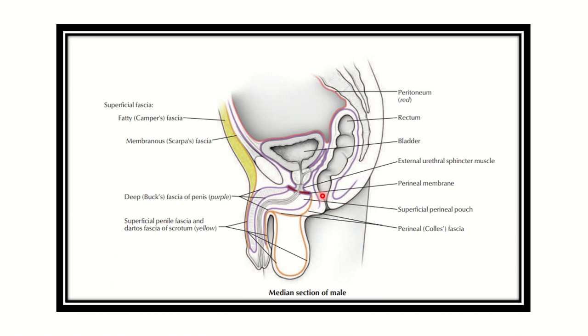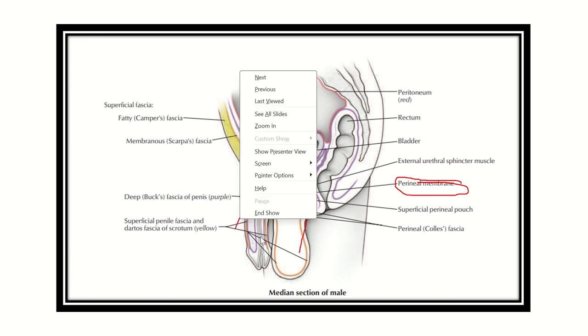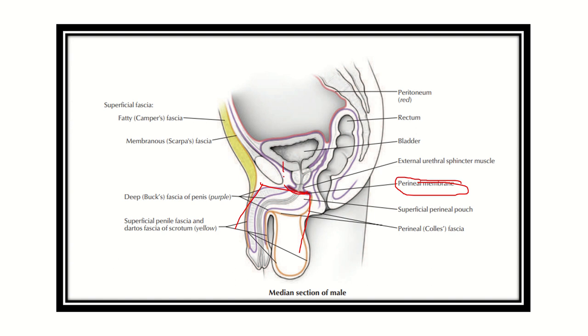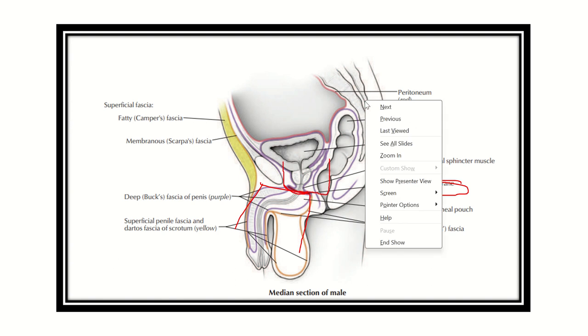this is the deep perineal pouch, and the content in the deep perineal pouch is also very important. In this picture also, first of all we have to find out the perineal membrane. So this is the perineal membrane, and the structure which lies below or in front is the superficial perineal pouch, and above it is the deep perineal pouch.